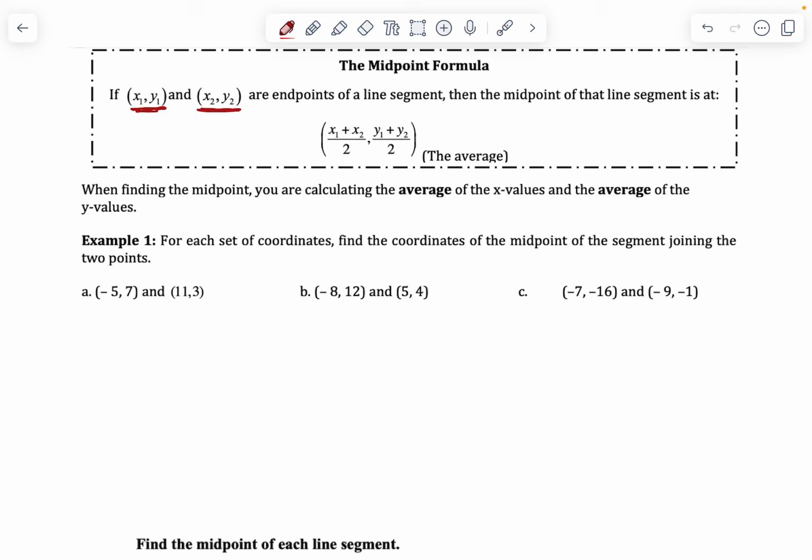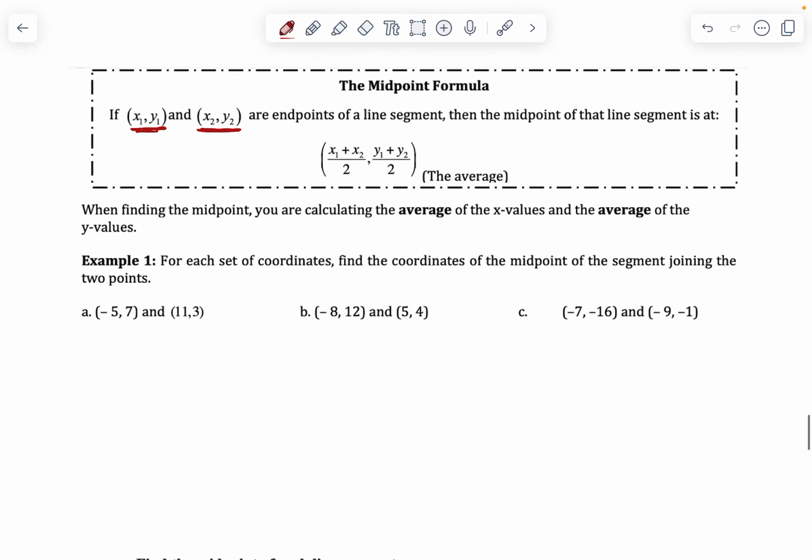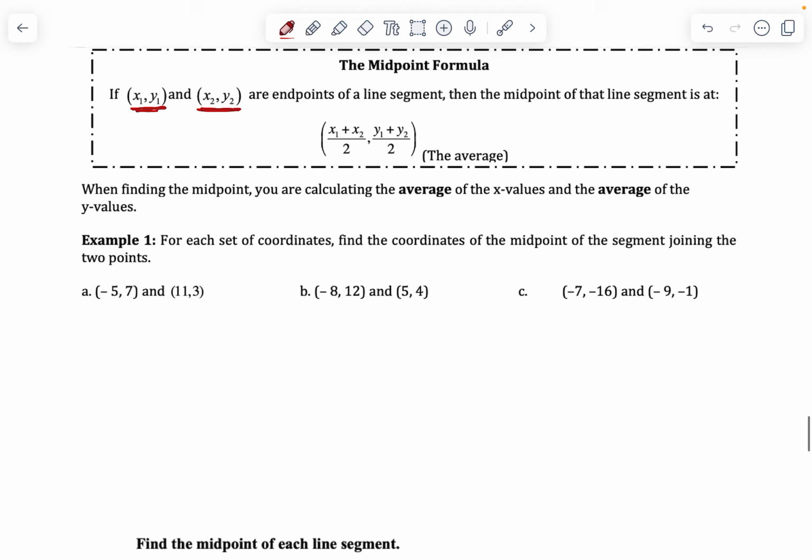So we use this formula when we're given two points, the endpoints of a segment for what we're going to look at today, and then we plug it into the midpoint formula to find what the midpoint is in between those two. There's other stuff you can do with this formula, but for this lesson we are just going to look at the two endpoints, and we're going to find the midpoint using the midpoint formula.